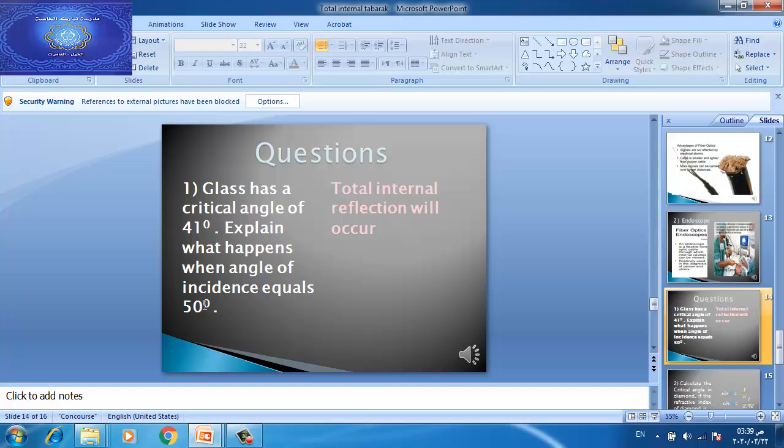Before answering this question, we should concentrate. In this case, is the incident angle the same as the critical angle or more than the critical angle? Yes, it is more than the critical angle. So when the incident angle is more than the critical angle, what happens? Yes, very good. Total internal reflection will occur.